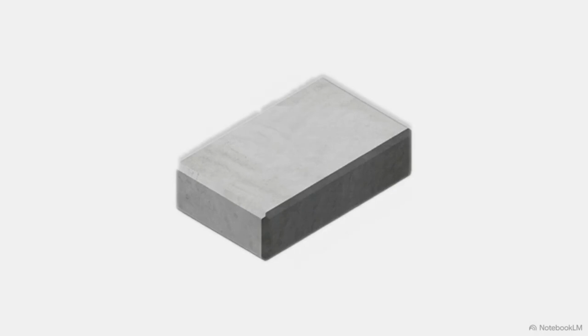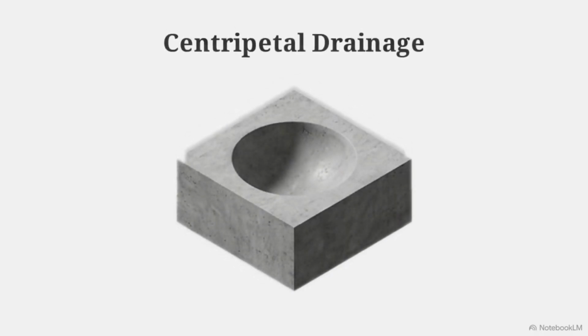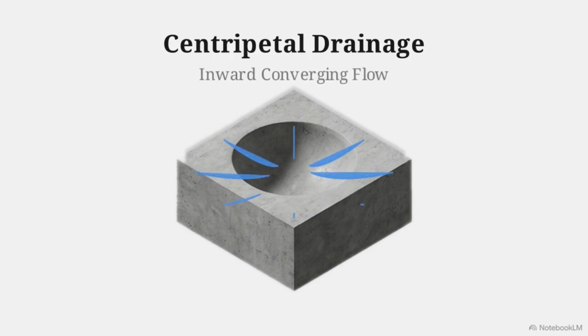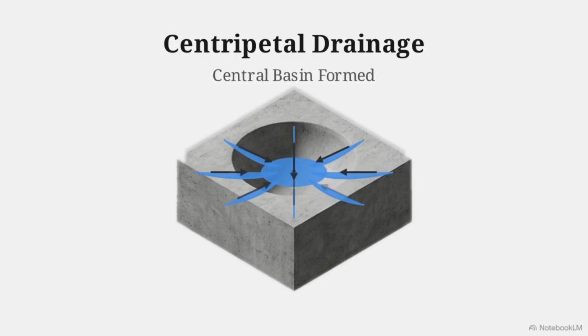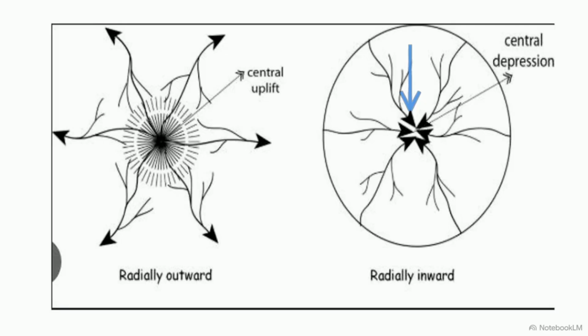When the crust collapses into a crater or tectonic depression, the rivers behave in the exact opposite manner. Water reverses its behavior, converging inward from the surrounding highlands to form a central basin. This is the centripetal pattern, the mirrored opposite of the outward radial flow.